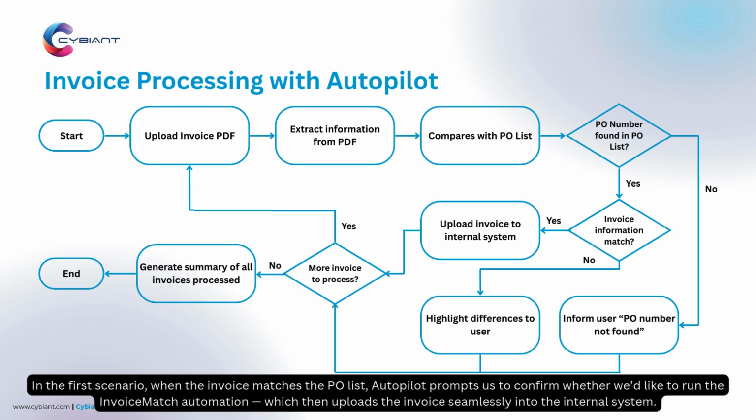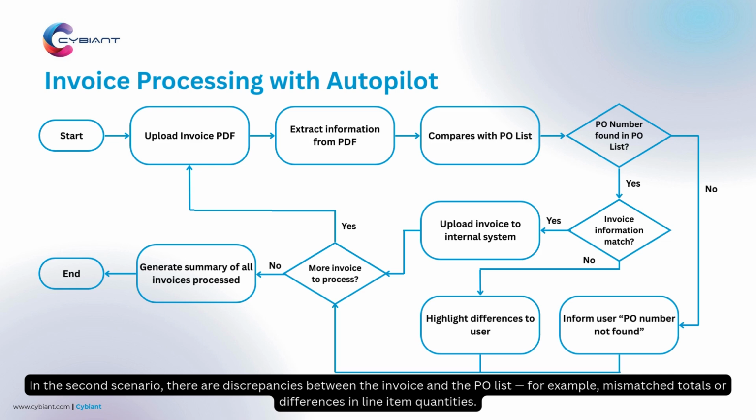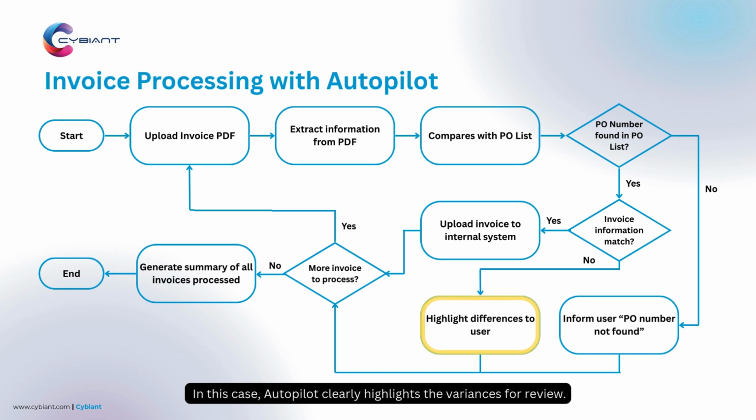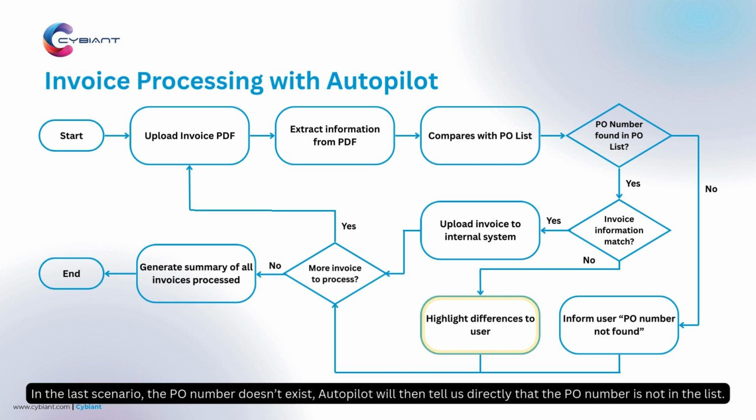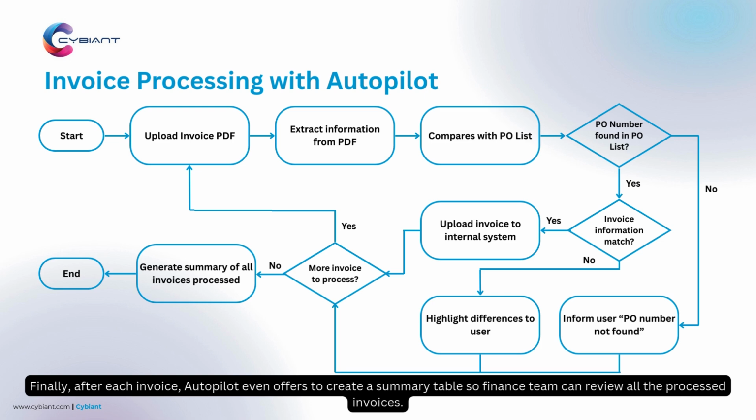In the first scenario, when the invoice matches the PO list, Autopilot prompts us to confirm whether we'd like to run the invoice match automation, which then uploads the invoice seamlessly into the internal system. In the second scenario, there are discrepancies between the invoice and the PO list, for example, mismatched totals or differences in line item quantities. In this case, Autopilot clearly highlights the variances for review. In the last scenario, the PO number doesn't exist. Autopilot will then tell us directly that the PO number is not in the list. Finally, after each invoice, Autopilot even offers to create a summary table so finance team can review all the processed invoices.